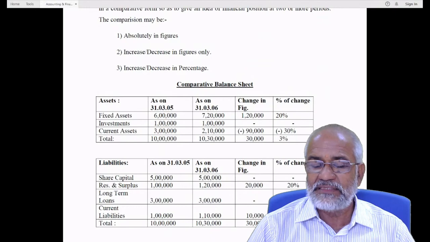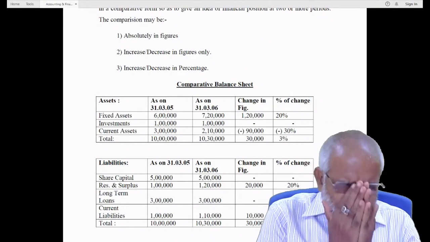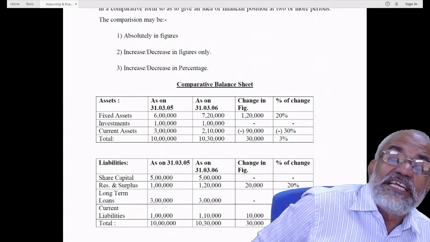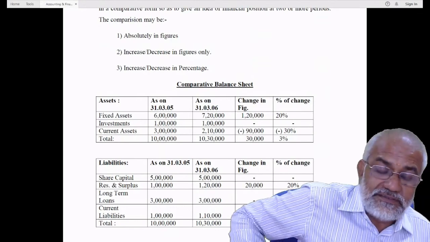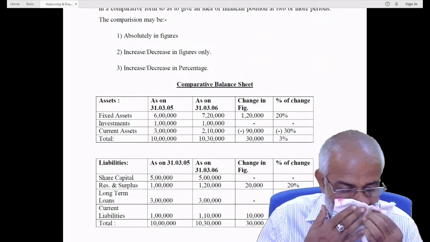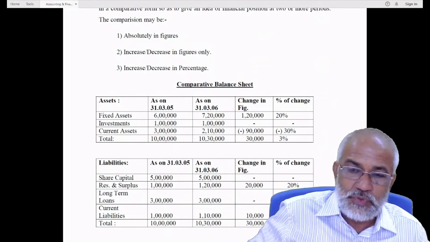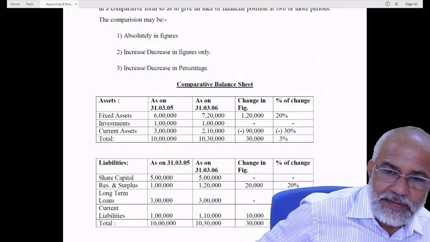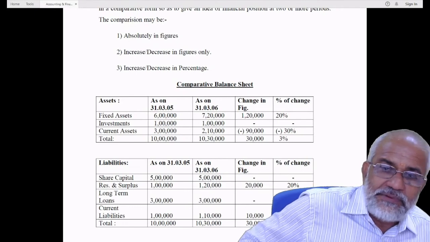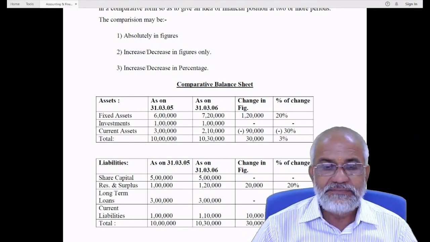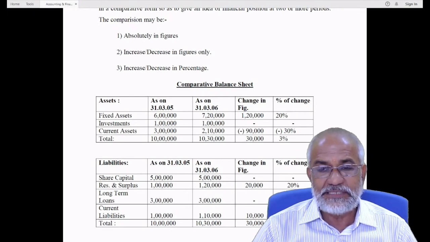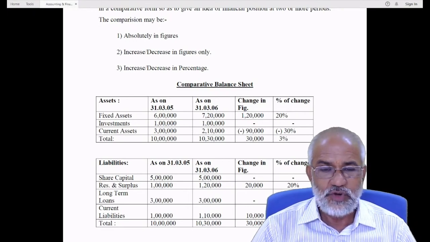7,20,000 minus, excuse me, minus 6 lakhs. So the change in figure is 1,20,000. And when that change in figure is represented in the form of a percentage, it comes to 20%. That means 1,20,000 divided by 6 lakhs into 100 comes to 20%. That means the change, when it is expressed in the form of percentage, would be 20%.